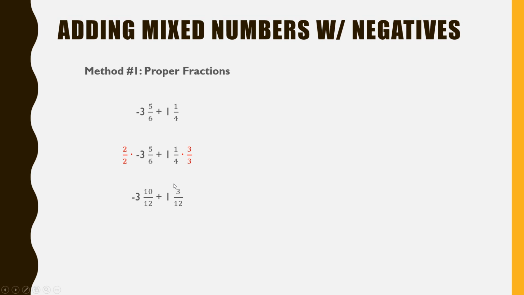But this time we're working with negatives, so you have to remember those negatives rule: if the signs are not the same, you have to subtract. So even though we see that addition sign, we're actually going to subtract. Negative 3 plus 1 is a negative 2. And 10 plus 3, normally we'd think 13, but remember this is working with negatives, and so we have to subtract since the signs are different. So 10 minus 3 is then 7 over 12. And it cannot be reduced, so that is your final answer.